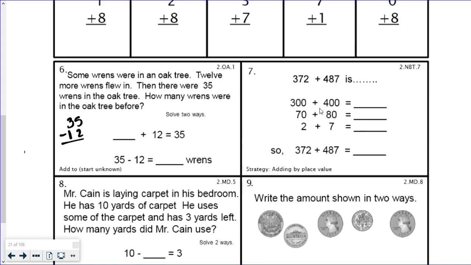Number 7, we're going to add by place value. So 372 plus 487 is. So add your hundreds, add your tens, add your ones, add it all back together. Pause your video, do number 7.